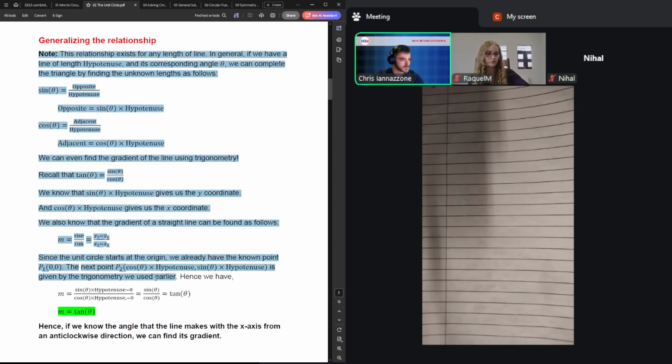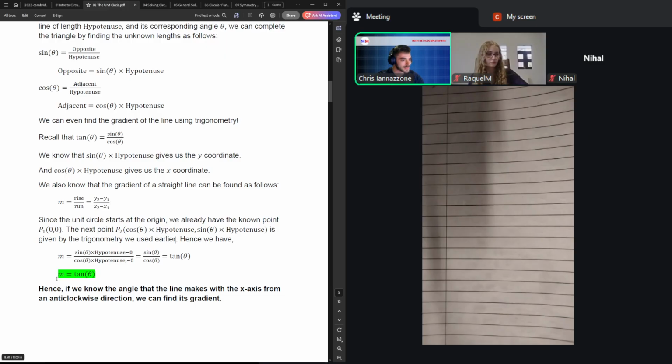There's a whole spiel on why tan theta is equal to gradient here. You don't really need to know all of this. You just sort of need to know that the gradient can be given by tan theta.